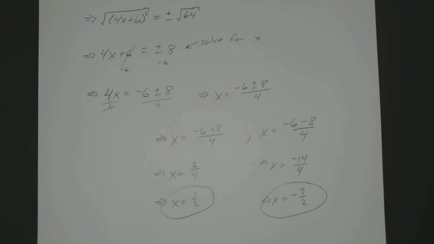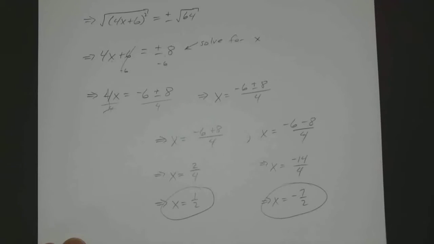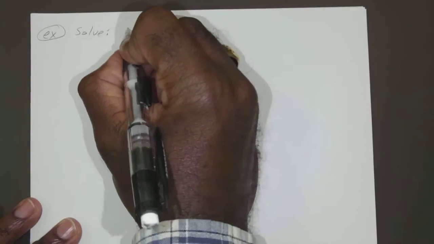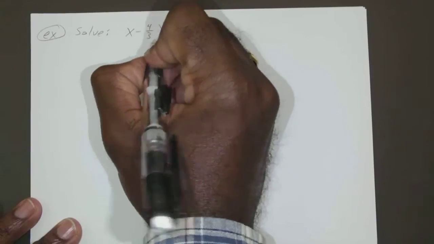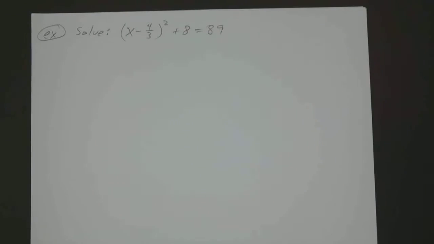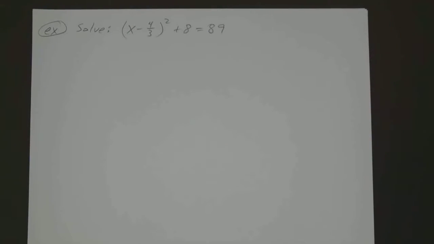Pick a good one here. Oh, let's do writing. Okay. Okay, so let's say, for example, I want to solve (x minus 4 over 3) squared plus 8 equals 89. All right, I'll give you a few minutes to start on this one.